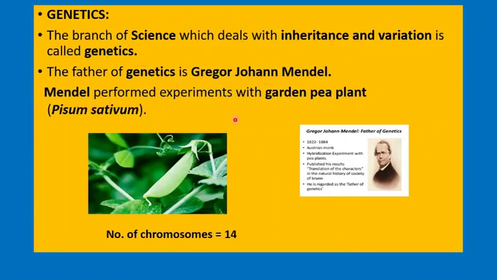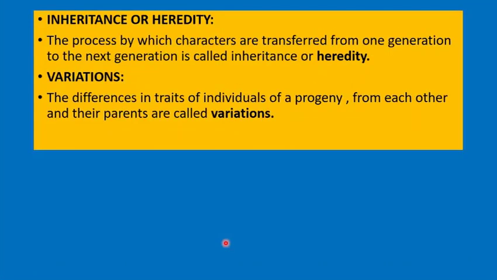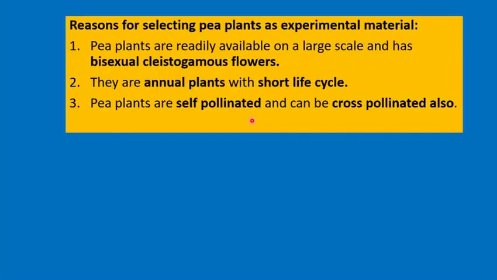Mendel had performed experiments with garden pea, Pisum sativum is the scientific name, and the number of chromosomes in garden pea is 14, that is 7 pairs of chromosomes. Inheritance and heredity, the definition: the process by which characters are transferred from one generation to the next generation is called inheritance or heredity. Variation is nothing but the differences in traits of an individual or progeny from each other and their parents.